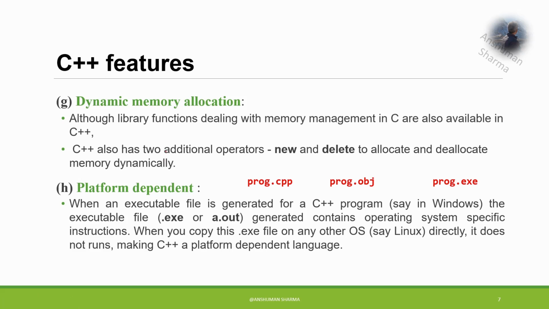Next is dynamic memory allocation. Now this is another important feature of C++, although there are memory management functions available in C, such as malloc, calloc, and many more functions that help in dynamic memory allocation. In C++ also, we have two additional operators, new and delete, that help us to allocate and deallocate memory dynamically. So this is one of the key features of C++.